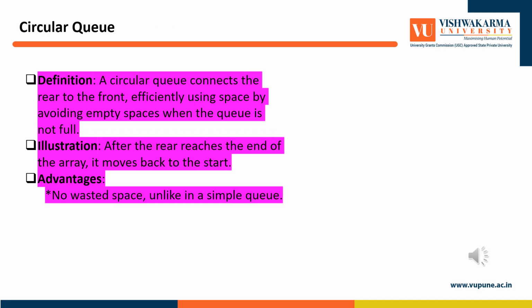Now circular queue. The definition of a circular queue is that a circular queue connects the rear to the front, efficiently using space by avoiding empty spaces when the queue is not full. Illustration: after the rear reaches the end of the array, it moves back to the start. The advantage of circular queue is no wasted space, unlike in a simple queue.